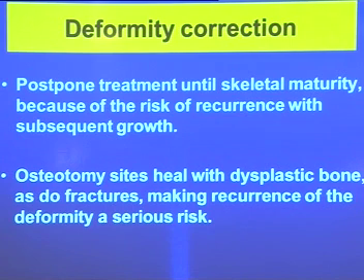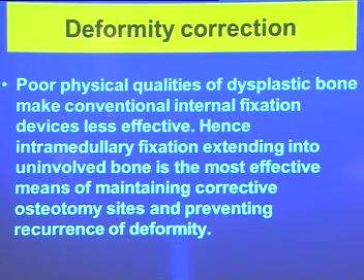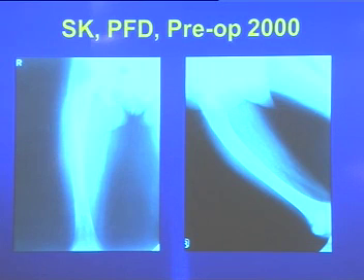So it can create a severe deformity. So try and avoid deformity correction, but if there is an impending fracture, you need to really think in terms of prophylaxis. The poor physical qualities of dysplastic bone make conventional internal fixation devices less effective. Intramedullary fixation is the fixation of choice, extending into uninvolved bone, and that's the most effective way of maintaining your correction and preventing recurrence of deformity.